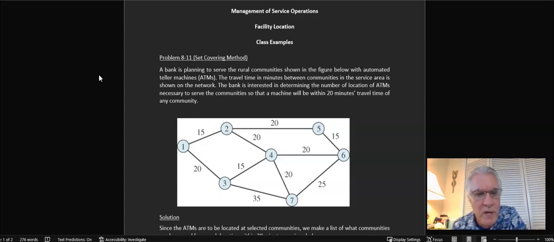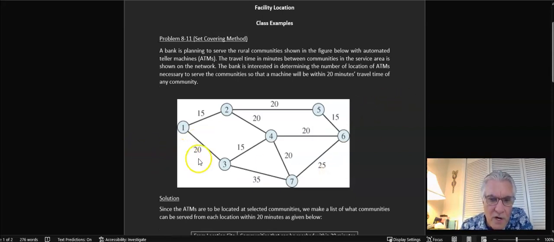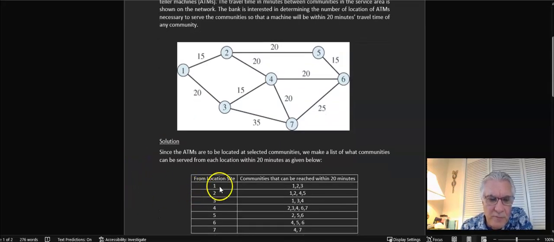So I apologize. Now let's go into problem 8-11, which is the set covering method of determining the best locations. Here there are 7 potential ATM machines based on 7 different communities, and they want the travel time to be within 20 minutes of any community based on which one they might open the ATM machine in. So the first thing to do is look at, from location 1, what other communities can be served within 20 minutes.